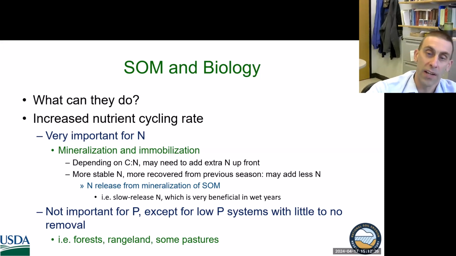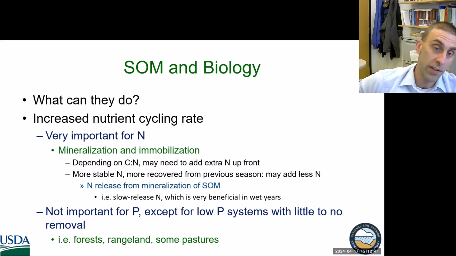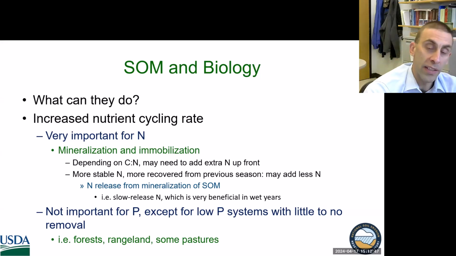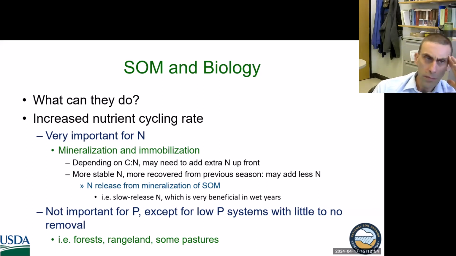So the slow release organic nitrogen is very beneficial in wet years when your inorganic nitrogen is being flushed down the drain. I've seen this benefit, similarly, in comparing manure sources of nitrogen to inorganic fertilizer. In your wet years, your manure sources are going to outperform your inorganic nitrogen sources because they slowly release it, whereas the inorganic gets flushed out quick if it's a really wet year.